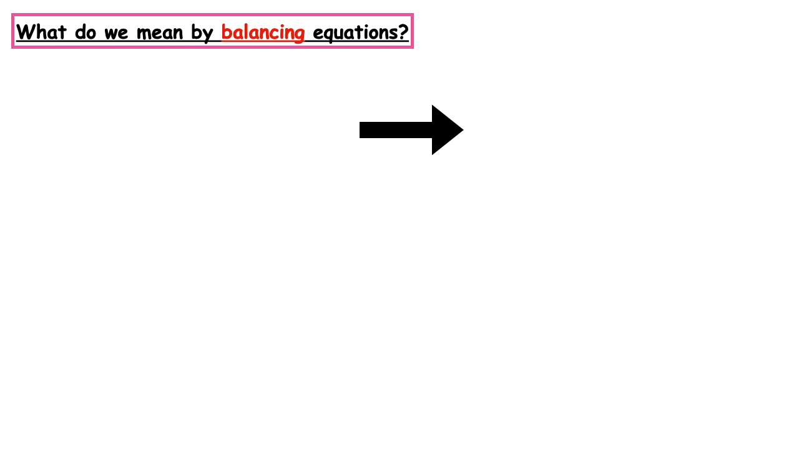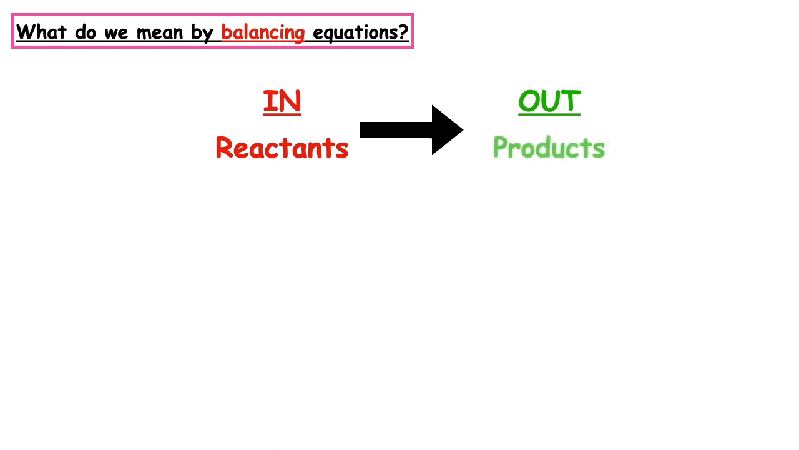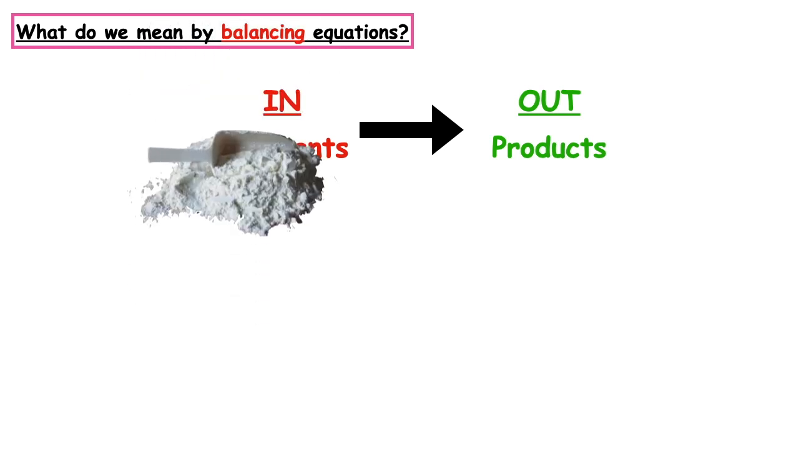When we're talking about balanced equations, it's first important to identify what a chemical reaction is made up from. We've got things that go in, which are known as reactants. A chemical reaction will take place and a new substance will be formed, which will come out, and that is known as a product.